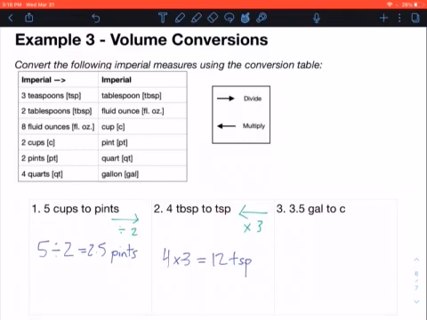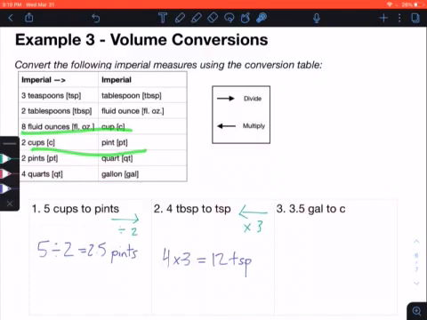Okay, for our final example, they're asking us to convert 3.5 gallons to cups. So I look at my conversion table and I see gallons and quarts. I see cups and pint. I see cups and fluid ounces. I don't see a row with gallons and cups.